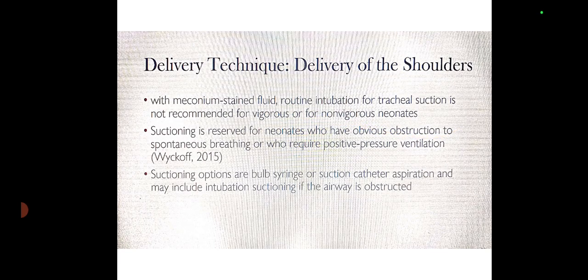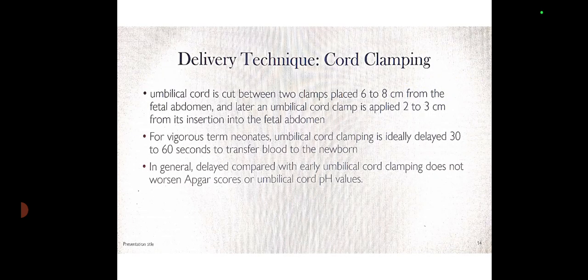Delivery technique, delivery of the shoulders. With meconium-stained fluid, routine intubation for tracheal suction is not recommended for vigorous or for non-vigorous neonates. Suctioning is reserved for neonates who have obvious obstruction to spontaneous breathing or who require positive pressure ventilation. Suctioning options are bulb syringe or suction catheter aspiration. This may include intubation and suctioning if the airway is obstructed.